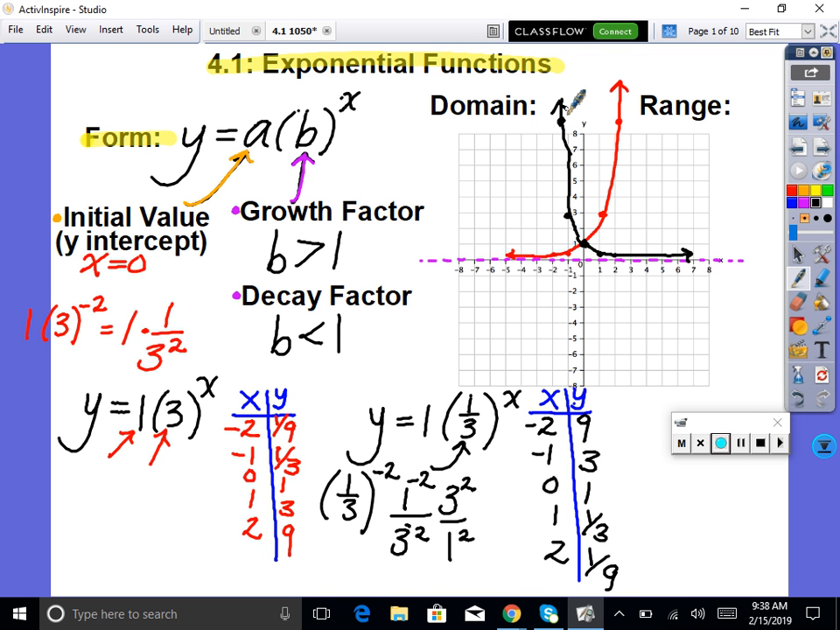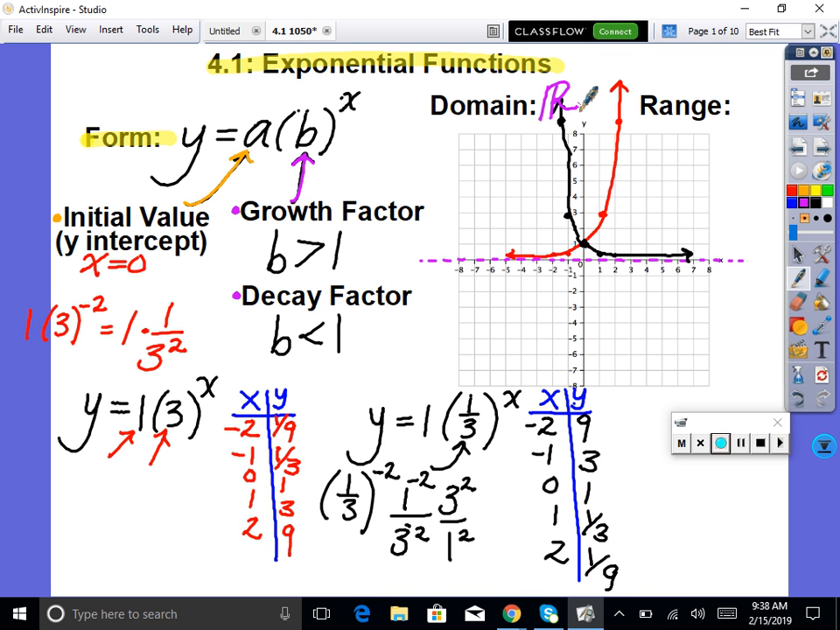Questions on that? So if you think about it with this, guys, there is also going to be a horizontal asymptote at 0. So all exponential functions have horizontal asymptotes at 0, unless they've been shifted up or down. Because then think about that, that would change our asymptote, right? So what's the domain for all exponentials then? Where's it growing from left to right?